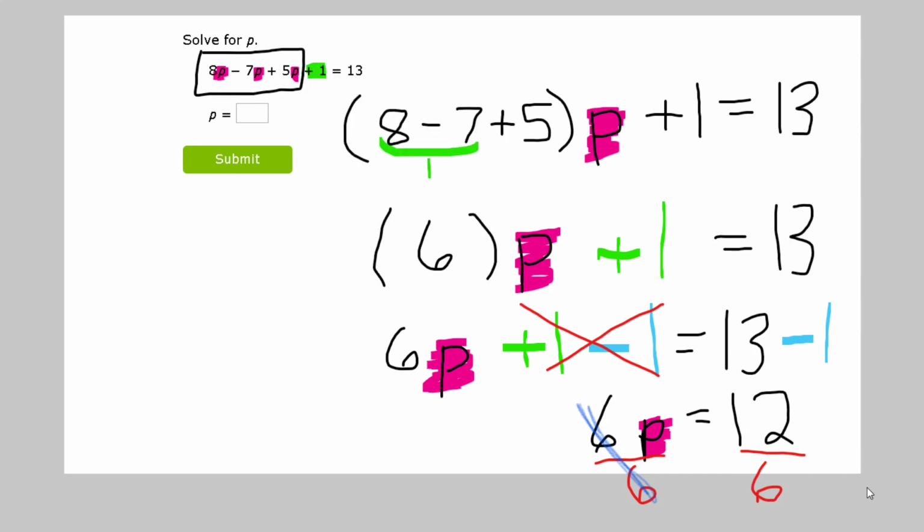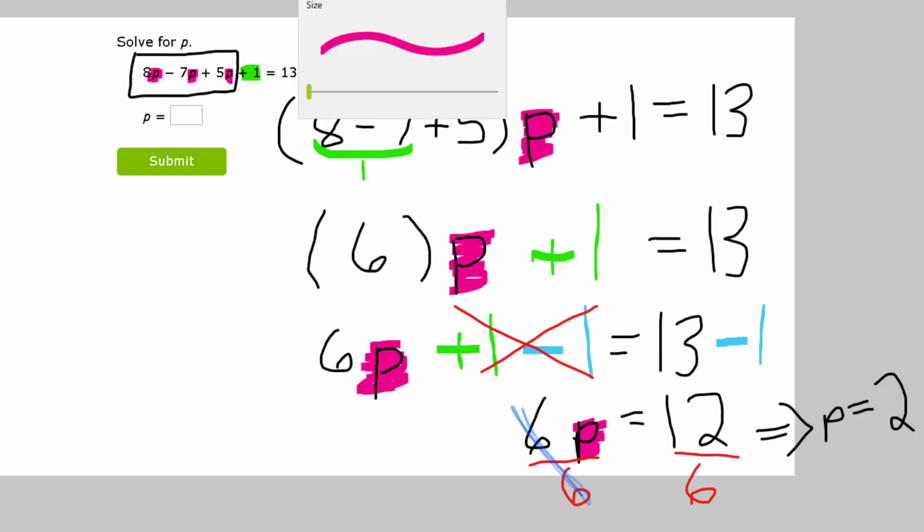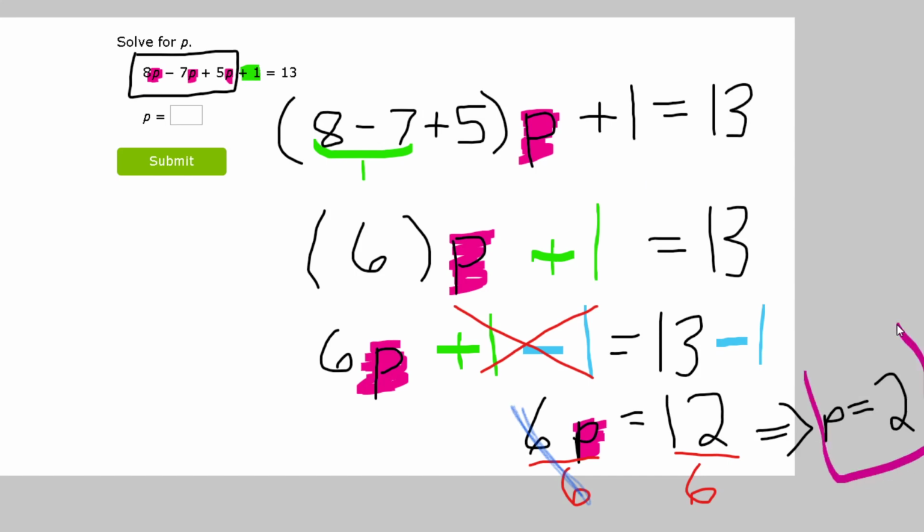And this will give us, drum roll please, p, right? Just p is all that's left here on the left. And then 12 divided by 6 is 2. So we put 2 over here. Yep, we know that our final answer, p, is equal to 2. So this would be an example of something called a two-step equation, which is something we'll work more on in 7th grade. But again, you do have the tools to solve something like this.